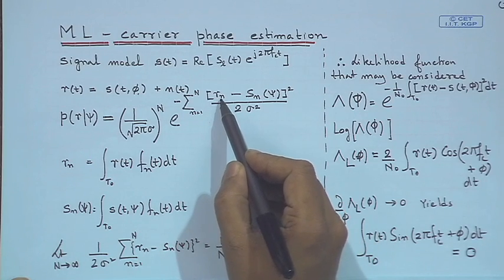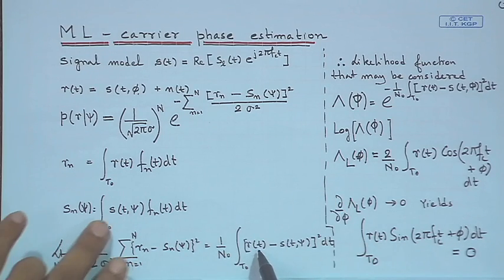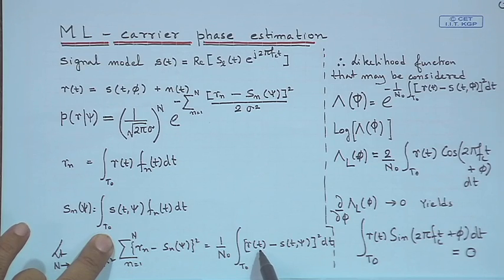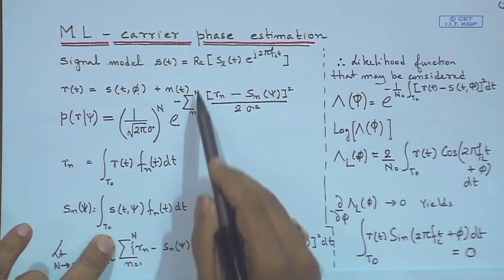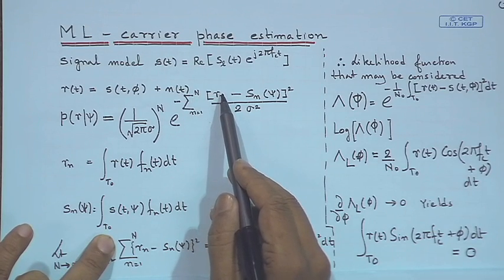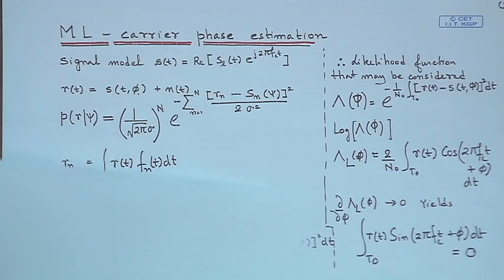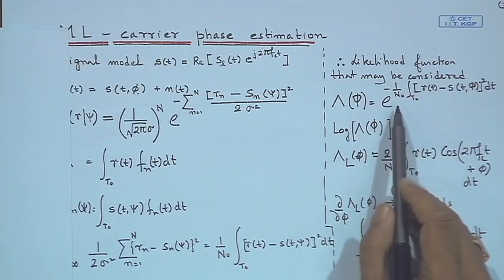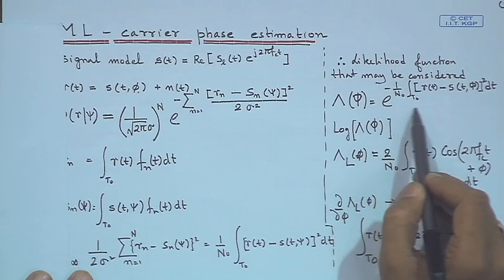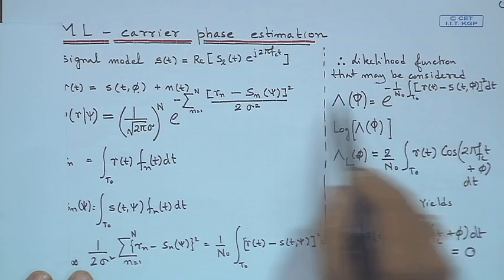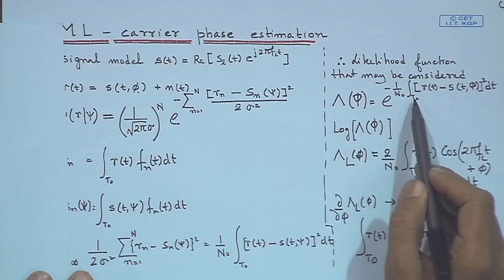So, you could actually take, instead of these components, you could write it in terms of this expansion, right. You could write in terms of the signal directly instead of taking a summation over n. If you have taken all the components, then you could write in terms of the integration. So, the likelihood function that may be considered now is this, right. So, instead of the summation, we have gone to the integration.